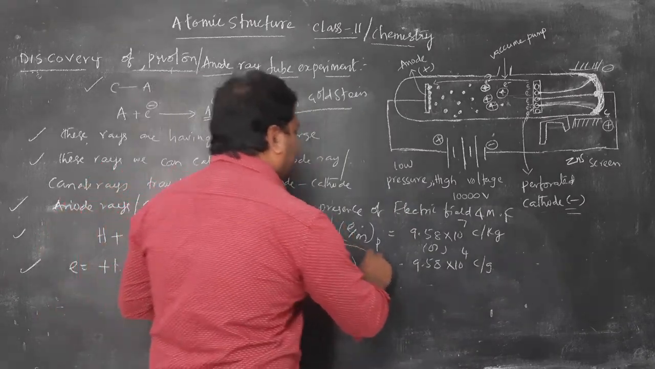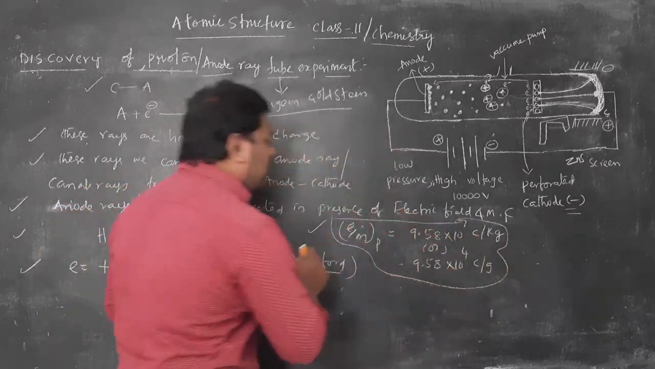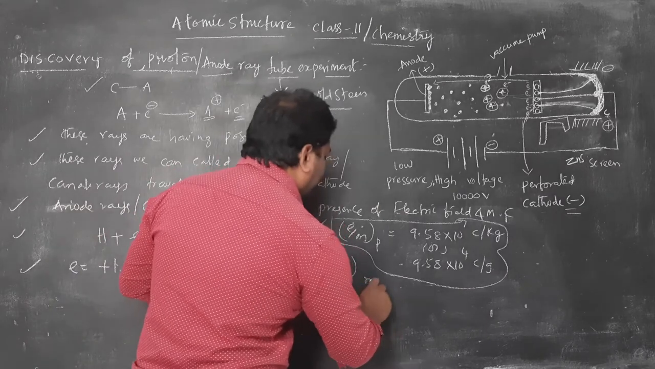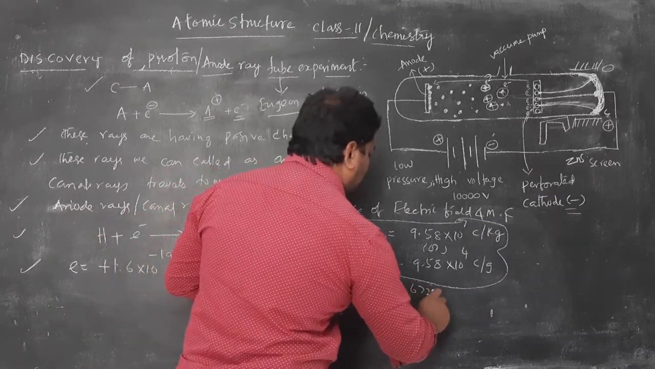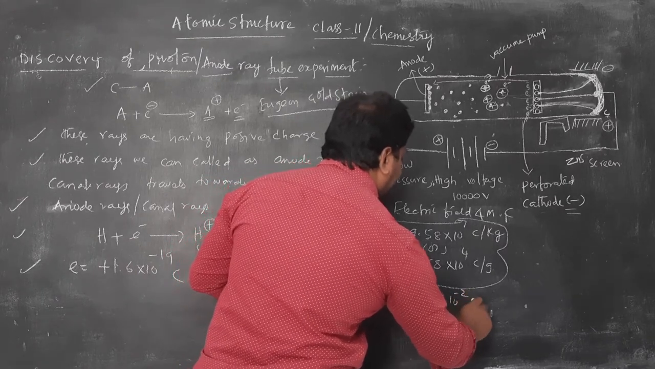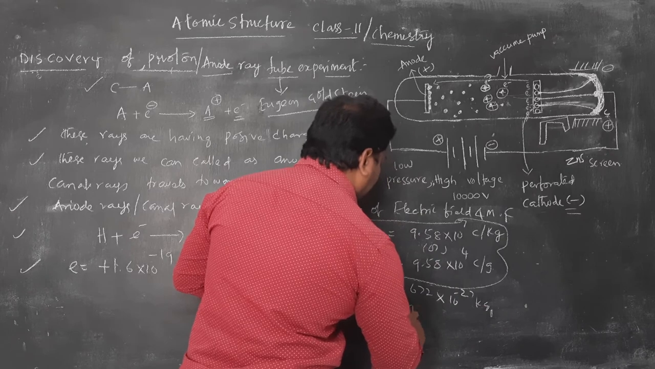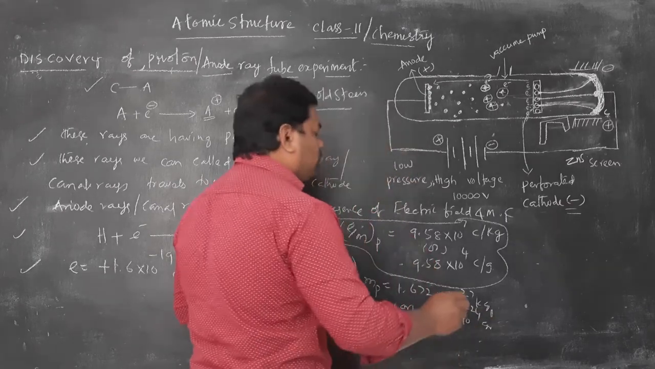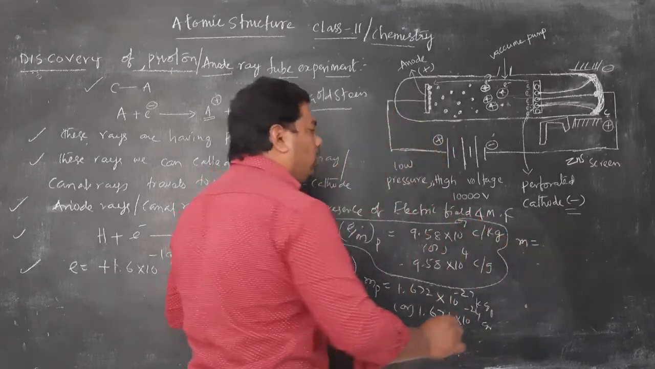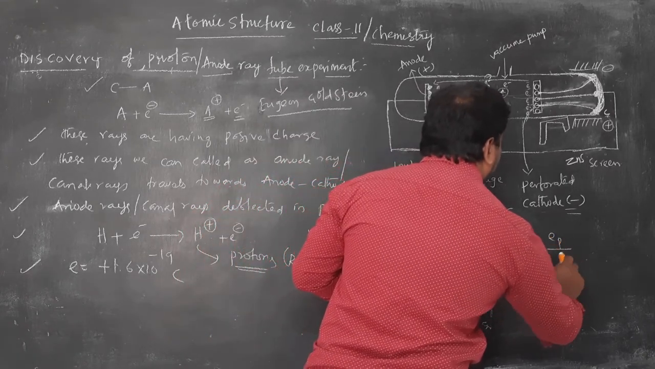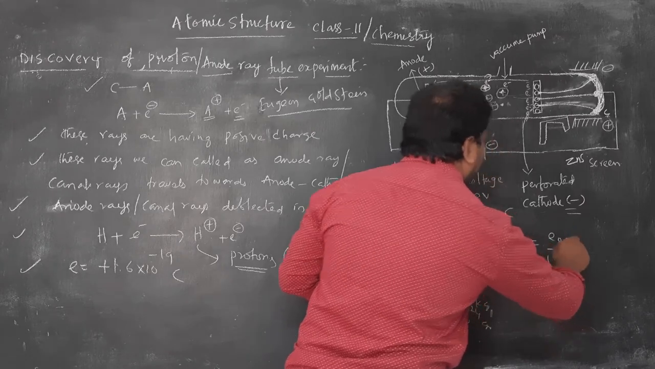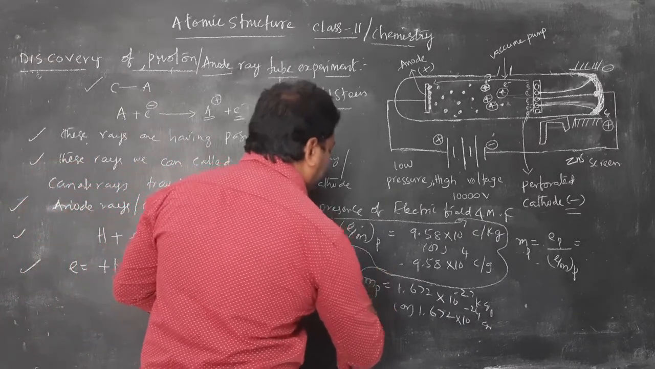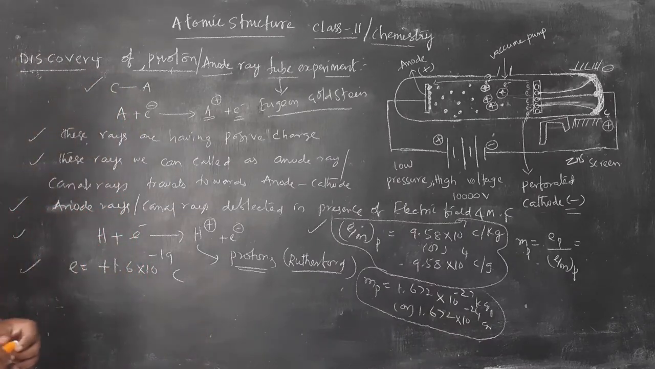So this is the charge to mass ratio of proton. And also he concludes that the mass of proton is equal to 1.672 into 10 to the power of minus 27 kilogram, or that is 1.672 into 10 to the power of minus 24 gram. So here we can get the value of mass of proton, that is equal to the charge of proton divided by charge to mass ratio of proton. So that is equal to, we will get the value 1.672 into 10 to the power of minus 27 kilogram, or 10 to the power of minus 24 gram.